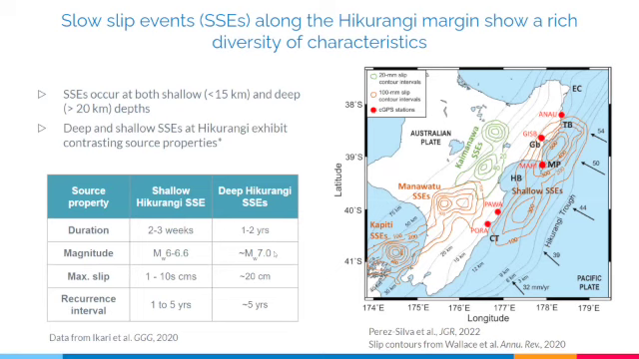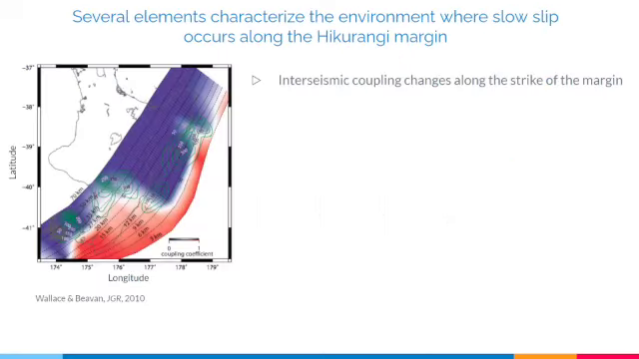There are several characteristics that describe the environment where slow slip events occur along Hikurangi. For instance, the interseismic coupling changes along the strike of the margin. In this figure, I show the coupling coefficient, where blue indicates low coupling and red high coupling. We see that there's a transition from low coupling in the northern part of the margin to strongly coupled in the south. And it's interesting to note that slow slip events occur close to the transition between low coupling and high coupling, both shallow and deep events.